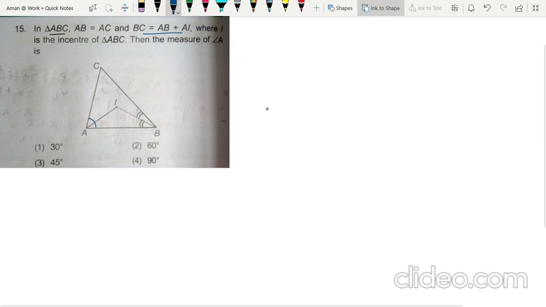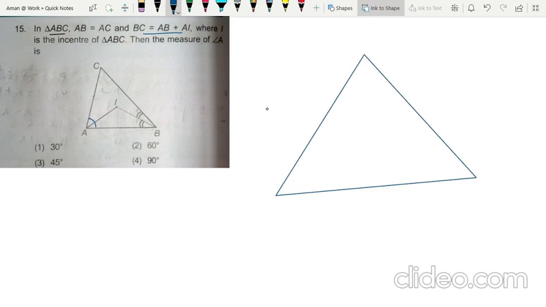Let me draw it in a better way, a bigger picture. Here this is A, B, and this one is C. This is the angle bisector of angle A, and this one is the angle bisector of B. The point of intersection is the incenter. Now let's suppose we extend this AI.